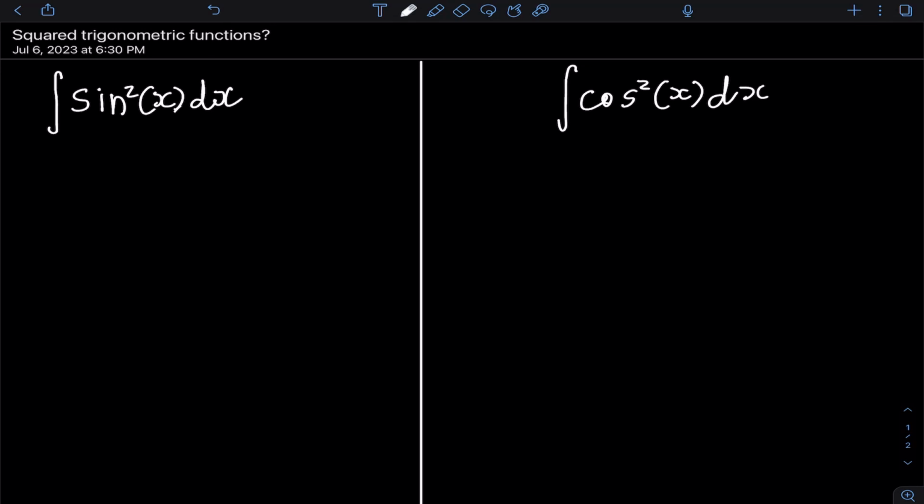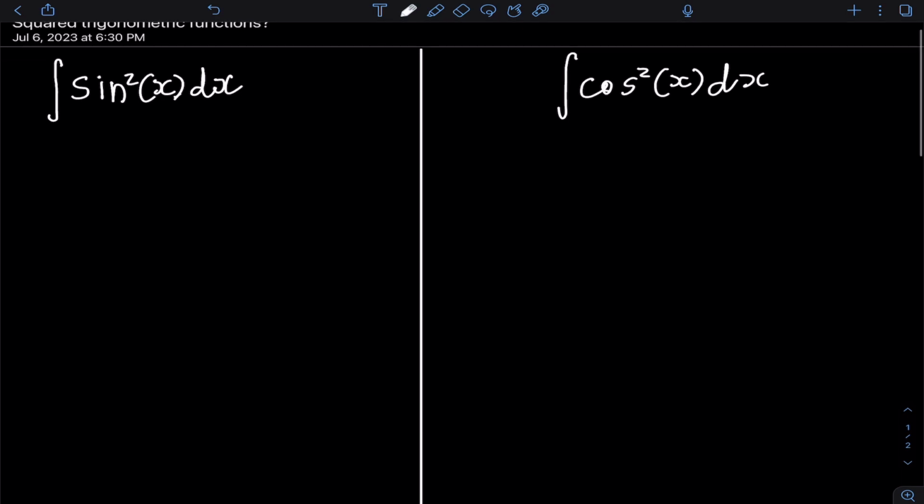Hello everybody, welcome back to another video. In this video we'll be looking at the integrals of sine squared x and cosine squared x. The first thing we'll look at is the integral of sine squared x, and the way we will do that is we'll essentially have to derive the power reduction formula for sine squared x.